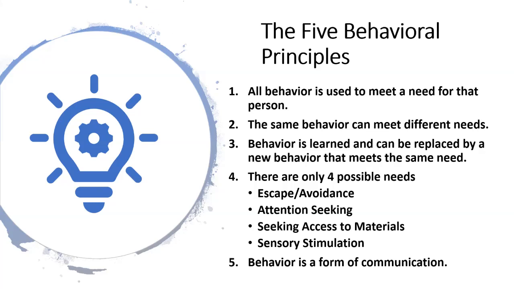Escape or avoidance. The individual behaves in order to get out of doing something he or she does not want to do. Attention seeking. The individual behaves to get focused attention from parents, teachers, siblings, peers, or other people that are around them. Seeking access to materials. The individual behaves in order to get a preferred item or participate in an enjoyable activity. And the 4th one is sensory stimulation. The individual behaves in a specific way because it feels good to them.